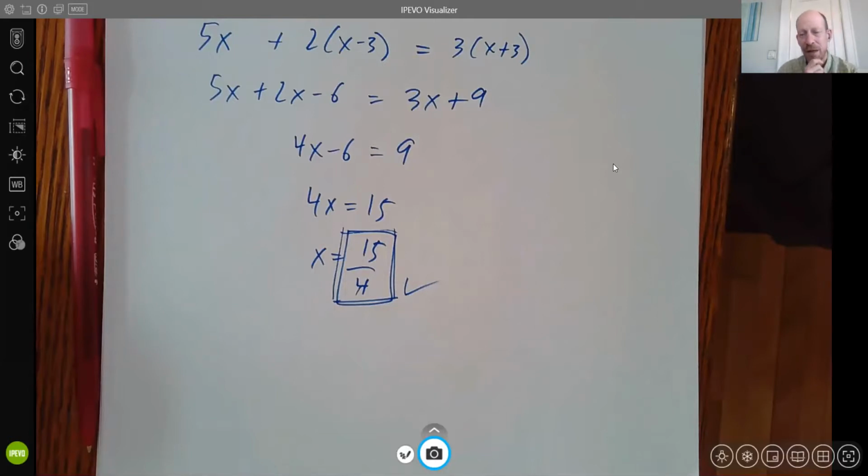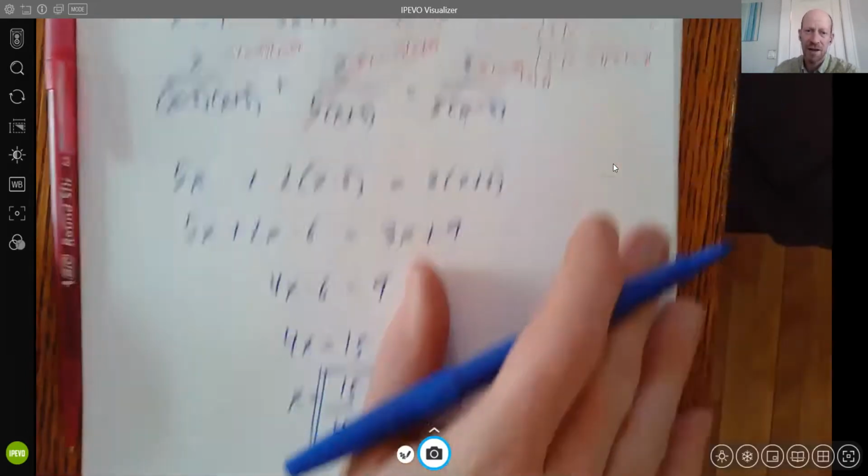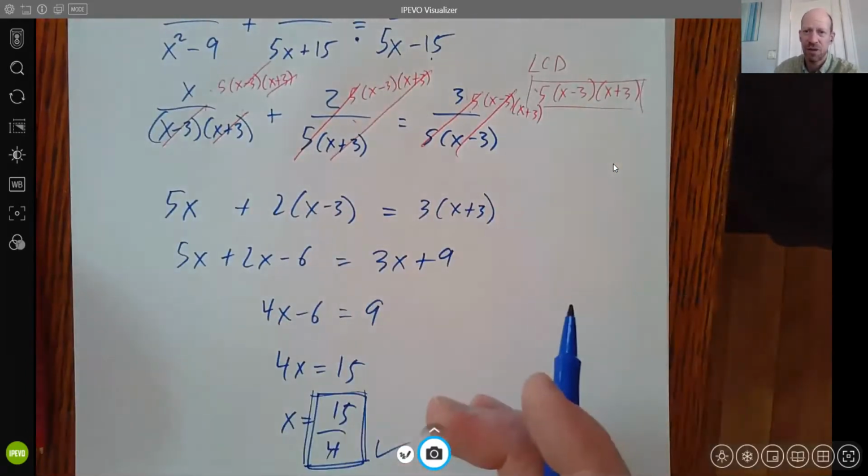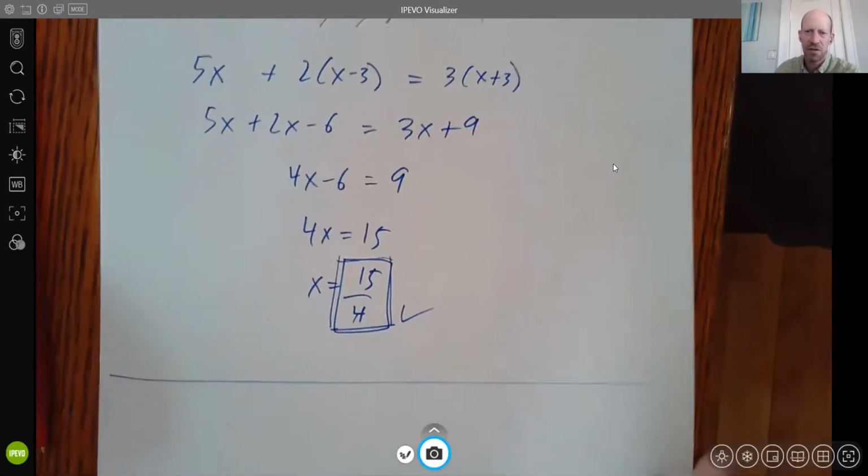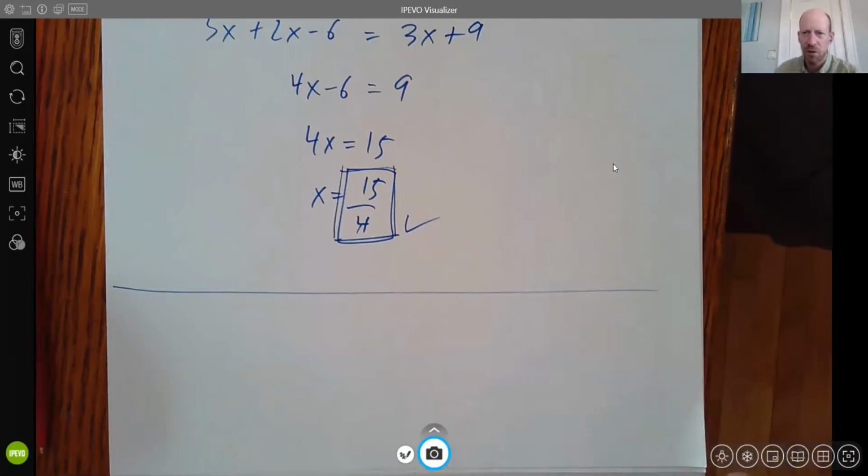There are some application problems, but they're similar. It should be similar to what we've done before, in that you define your variable carefully and you set up your equation, and then your equation will just involve some rational expressions, right? So you'll need to solve that using your techniques. But the setting up part is going to be very similar.